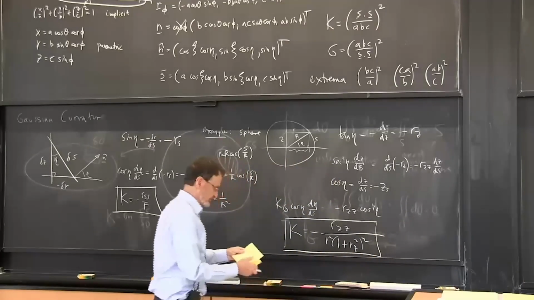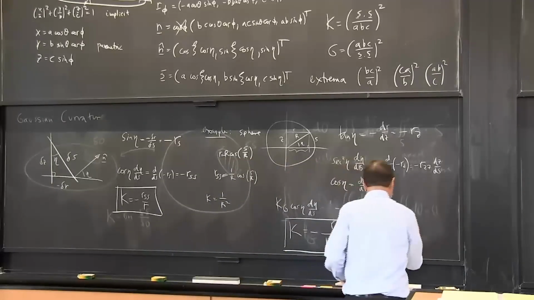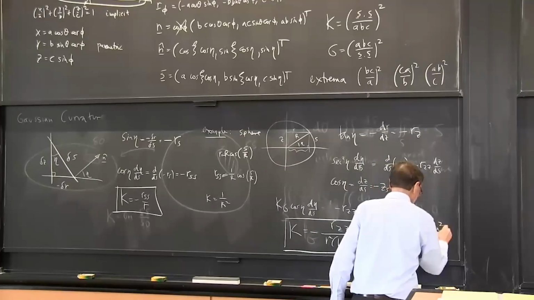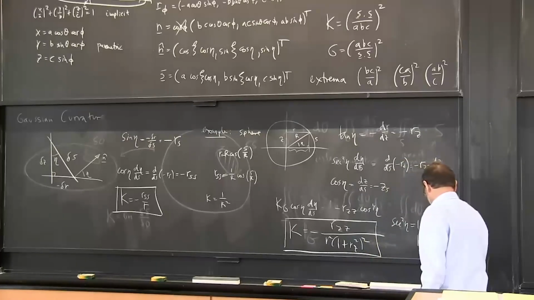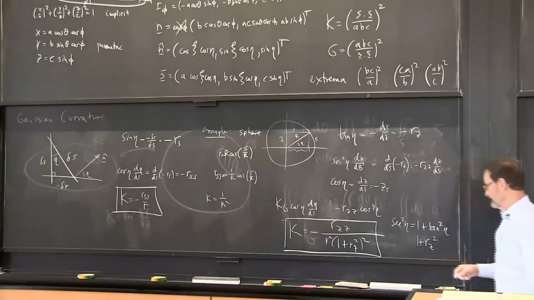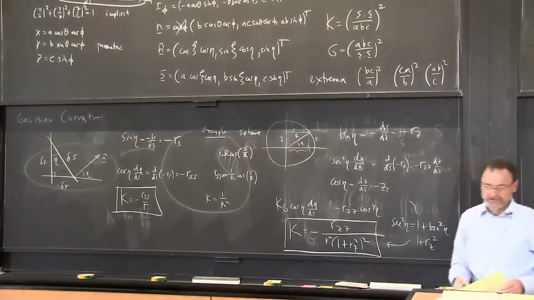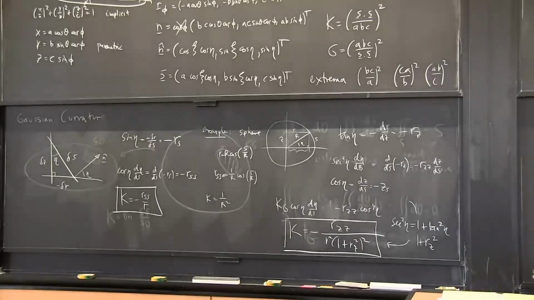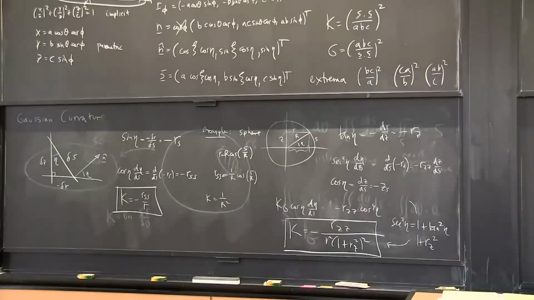Left out a couple of steps there just to avoid the monotony. One thing you'll need is secant squared eta is 1 plus tan squared. And so in our case, that's 1 plus r_z squared. And when you put all that together, you get that formula. So that's a second way of getting the Gaussian curvature of a solid of revolution.